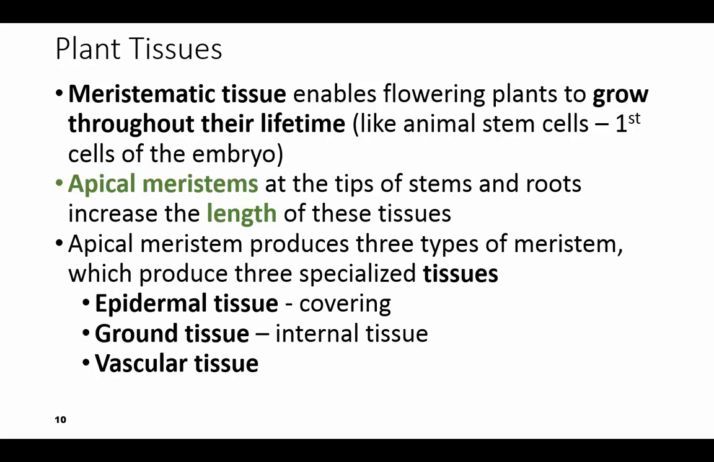Apical meristems are found at the tips of the stems and the roots, and they increase the length of the stem and the root. And they produce three types of meristem, and that produces three specialized tissues. They produce epidermal tissue, that's a covering, ground tissue that's internal, and then vascular tissue that transports water and nutrients throughout the plant. So let's talk about these three tissues.